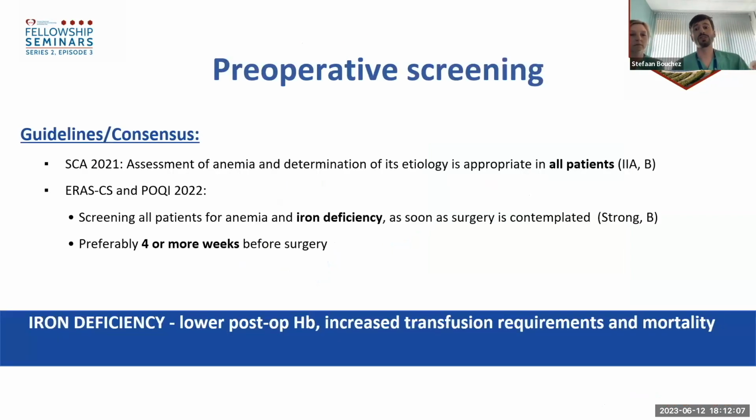According to the guidelines, we should screen all patients for anemia and determine the etiology of this anemia. But also this consensus from the ERAS Society and the Perioperative Quality Initiative in 2022 tells us that we should also screen for iron deficiency, and not just for anemia, and preferably 4 or more weeks before surgery. And that is because iron deficiency has been associated with lower postoperative hemoglobin, increased transfusion, and increased mortality.